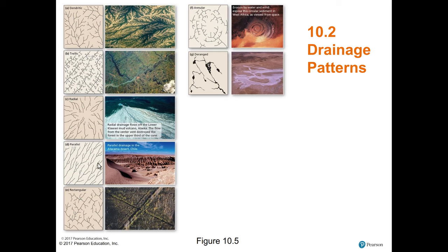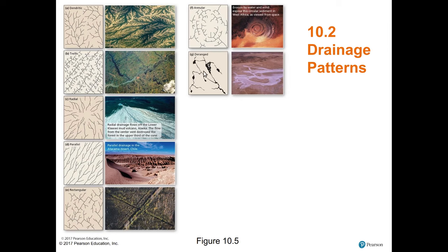Parallel exists where the slopes are very steep. Rectangular tells you that faulting has happened. Nature doesn't have straight lines. Nature doesn't really have a lot of 90-degree bends that are abrupt. So if you see that, it's an indication that faulting is going on. Annular, very difficult to find examples of annular drainage. That's when you have an upwarped basin that's then eroded.